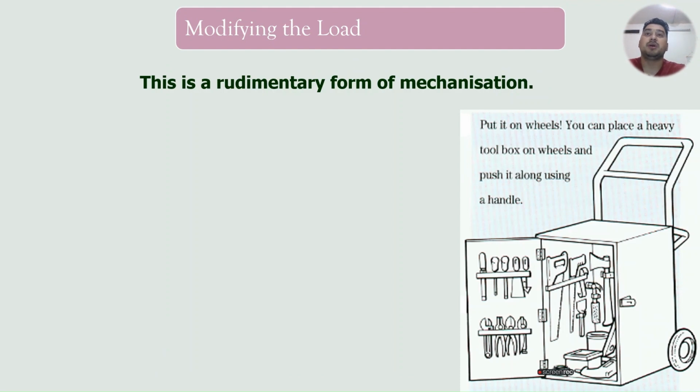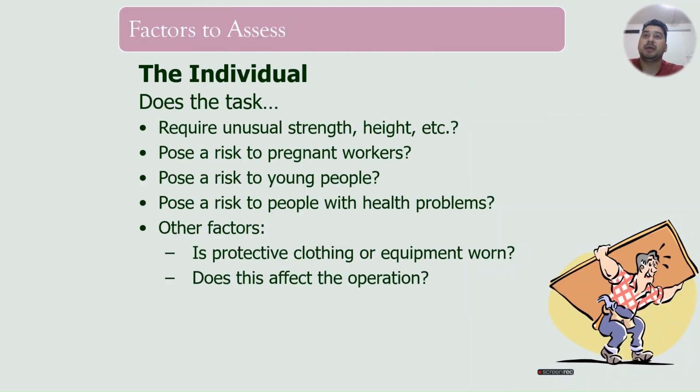Modifying the load. This is a rudimentary form of mechanization. Put it on wheels. You can place a heavy toolbox on wheels and push it along using a handle. So whenever you are transporting any heavy tools, put them on wheels, so you can easily transport them or push them whenever you need in different areas.